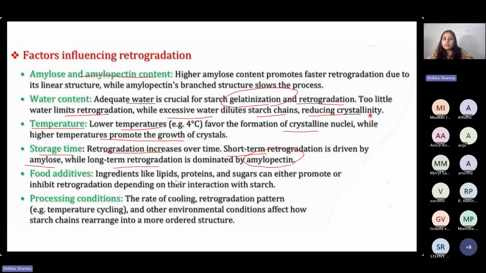Food additives, ingredients like lipids, proteins, and sugars can either promote or inhibit retrogradation depending on their nature or their interaction with the starch. And the processing conditions, like rate of cooling, retrogradation pattern, and other environmental conditions, affect how the starch chains rearrange into a more ordered structure.